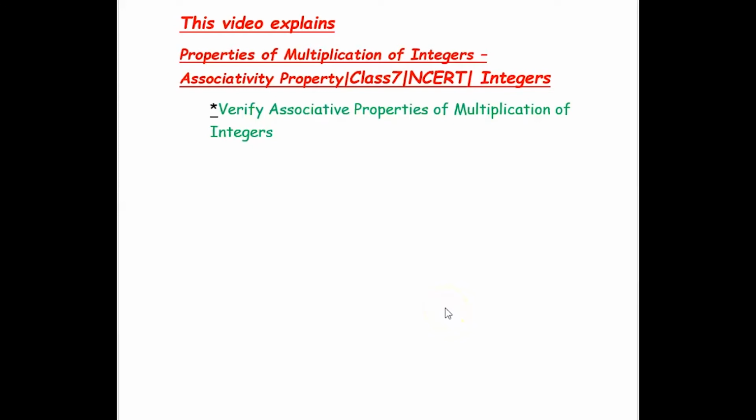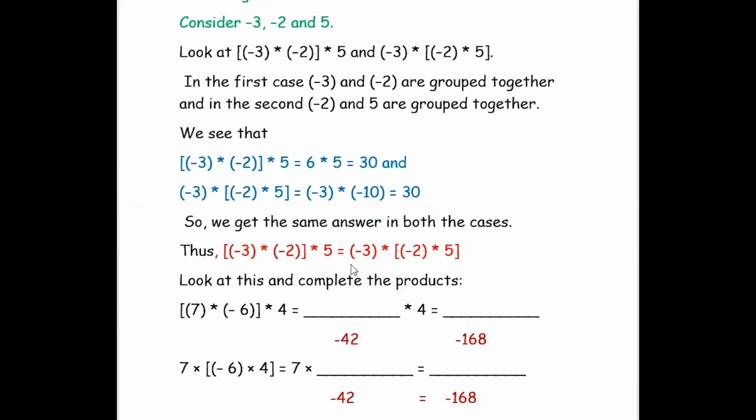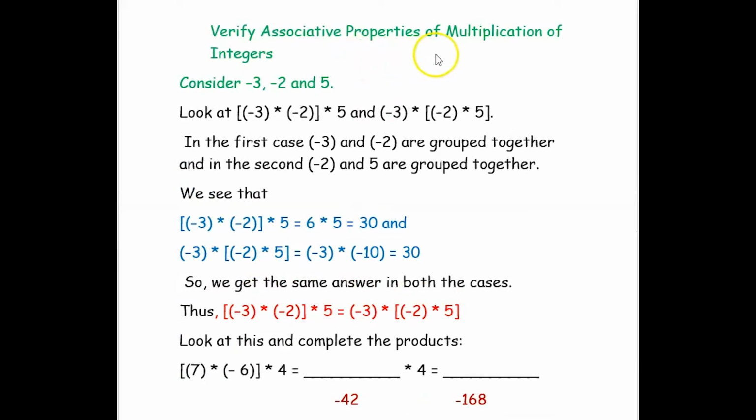In this video, we are going to see a few examples to verify the associative property of multiplication of integers. Verify the associative property of multiplication of integers. Let us consider three integers, -3, -2 and 5. So look at these integers. How will we write the associative property?